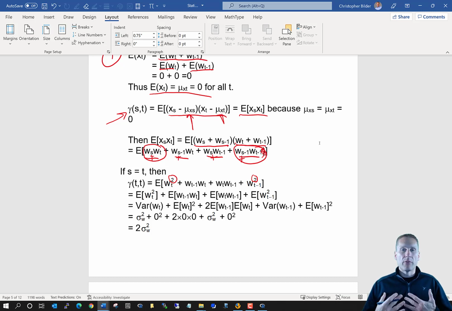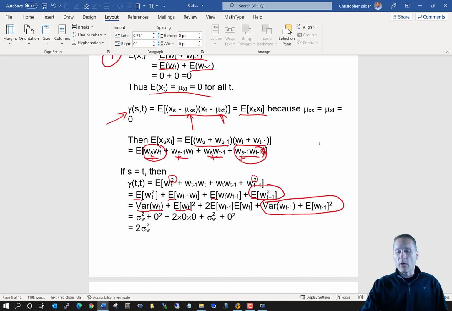Then I can bring the expectation inside the sum, so I have expected values here. Expected value of w_t squared, I can use the formula for the variance to find what that would be. That would be the variance of w_t plus the expected value of w_t, that whole quantity squared. The same thing then happens over here for the expected value of w_{t-1}, that quantity squared.